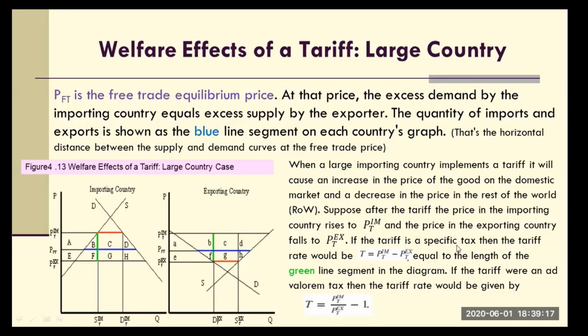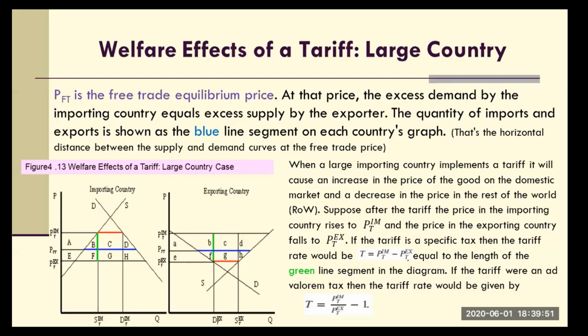If the tariff is just a specific tax, then the tariff rate would be T equals P importing with tariff minus P exporting with tariff, equal to the length of the green segment in the diagram, the distance between the price of importing and the price of exporting. If the tariff were an ad valorem tax, we'll see what an ad valorem tax is in the next PowerPoint, next chapter.